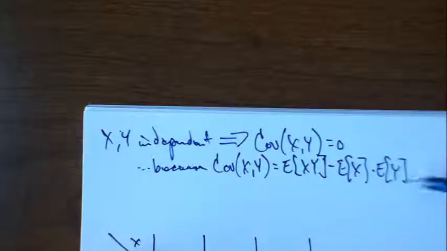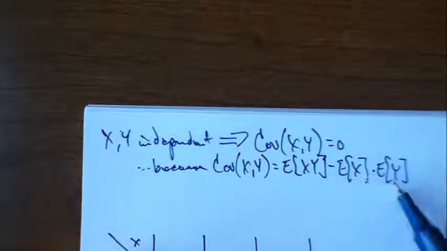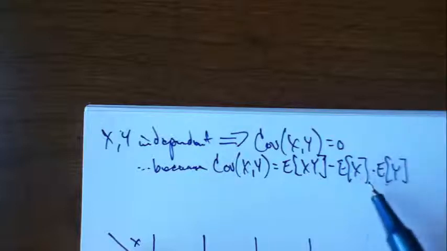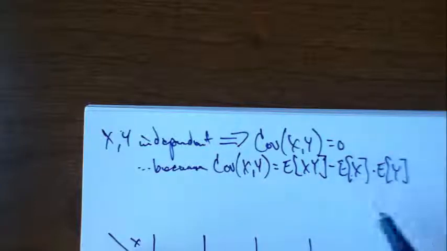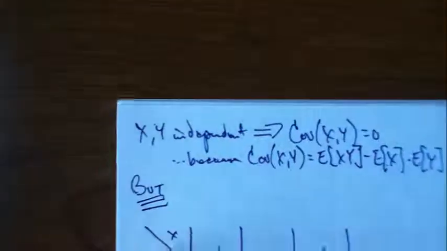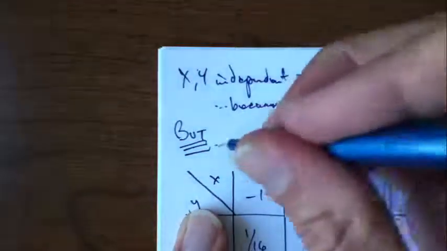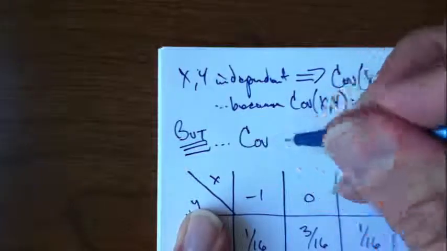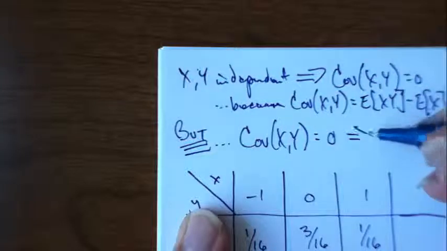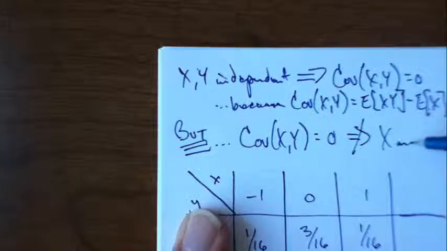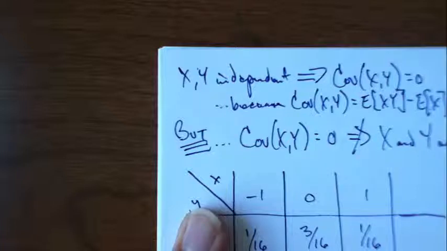And so if X and Y are independent, then you know that the expected value of their product is the product of their expectations, and so in fact the covariance is 0 here. But, big but, the converse is not true. If the covariance of X and Y is 0, this does not imply X and Y are independent.